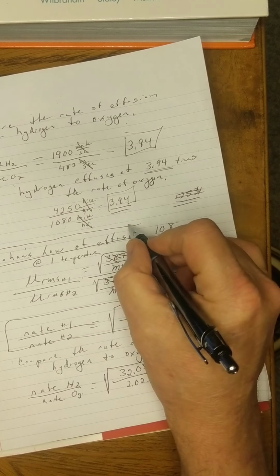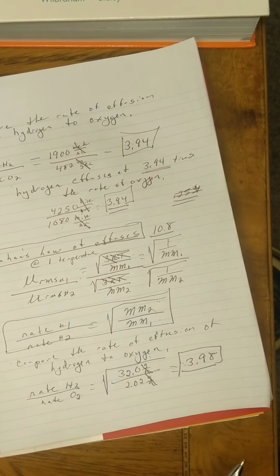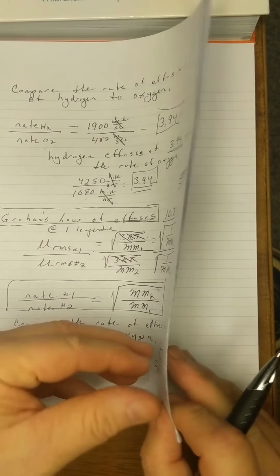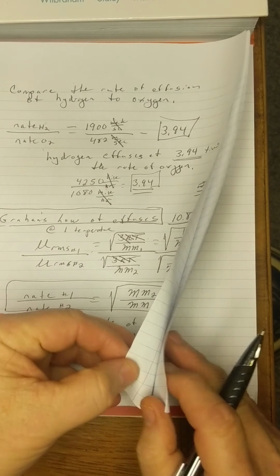So we can use Graham's law to do types of problems where we find their molar masses. All right, I'll give you a few examples of those, and I'm going to shut this off now.